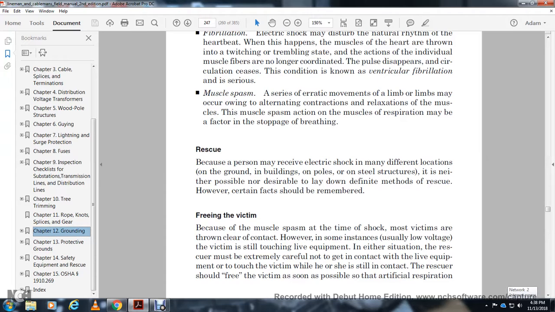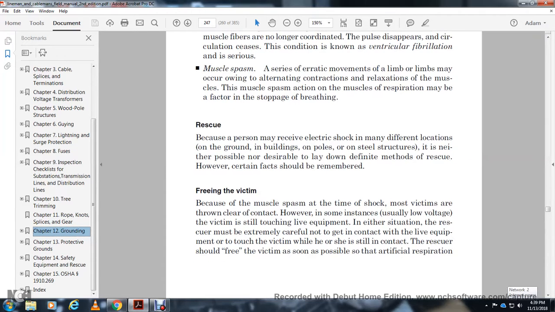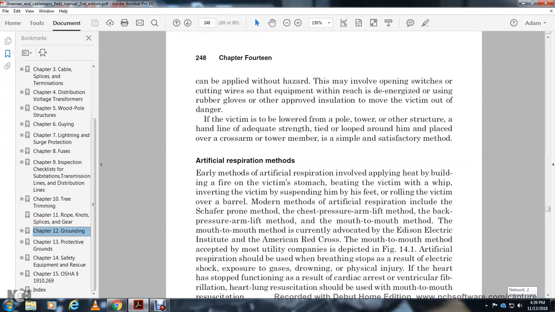All right, freeing the victim. Be careful of muscle spasm at the time of shock. Most victims are thrown clear of contact, usually from low voltage, or the victim may still be touching the live equipment. In either situation, the rescuer must be extremely careful not to make contact with the live equipment or touch the victim while he or she is still in contact with it. The rescuer should free the victim as soon as possible so that artificial respiration can be applied. This may involve opening a switch, cutting the wire, or reaching for the energized equipment with a rubber glove, or other approved insulation, prior to moving the victim out of danger.